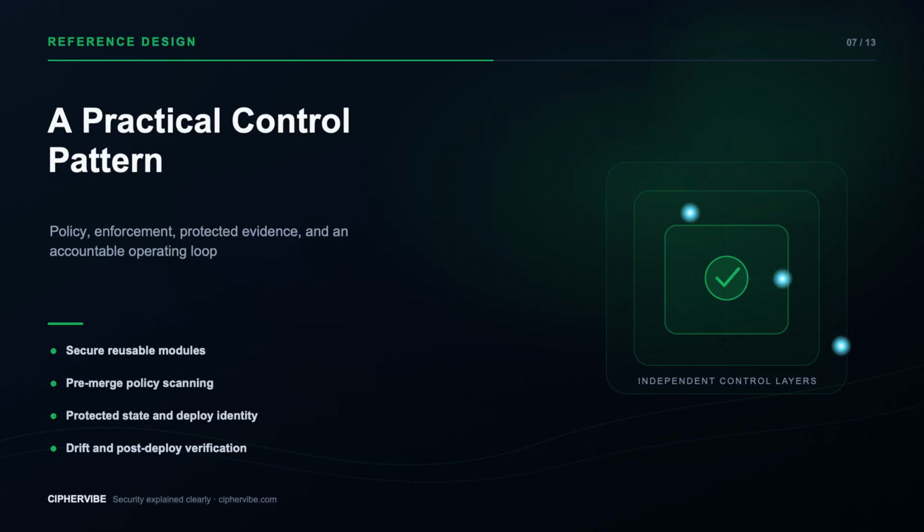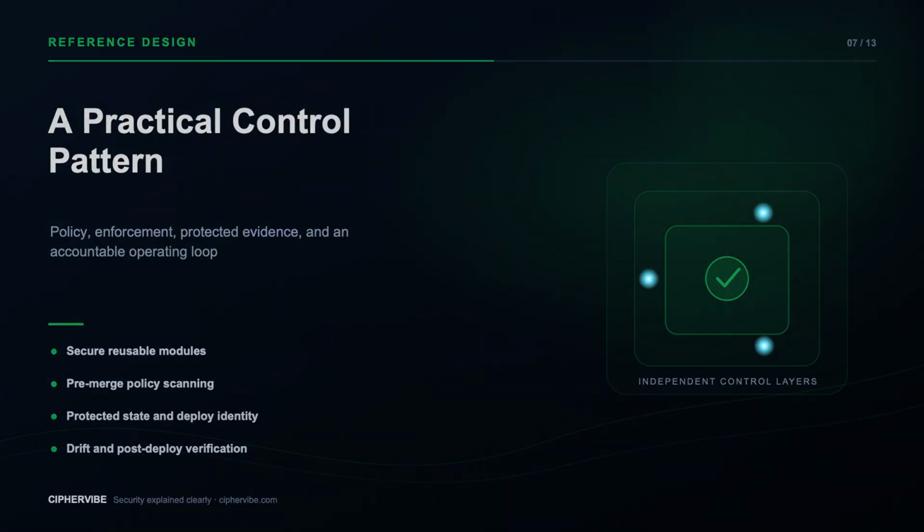Begin with an explicit policy that describes the permitted outcome. Enforce that policy at the closest reliable control point. Route decision and activity evidence to protected storage. Then give an accountable team a tested path to review exceptions, correct drift, and respond to violations. The reference IaC pattern makes secure modules the default, scans proposed changes before merge, protects state and deploy credentials, and validates the deployed result continuously.